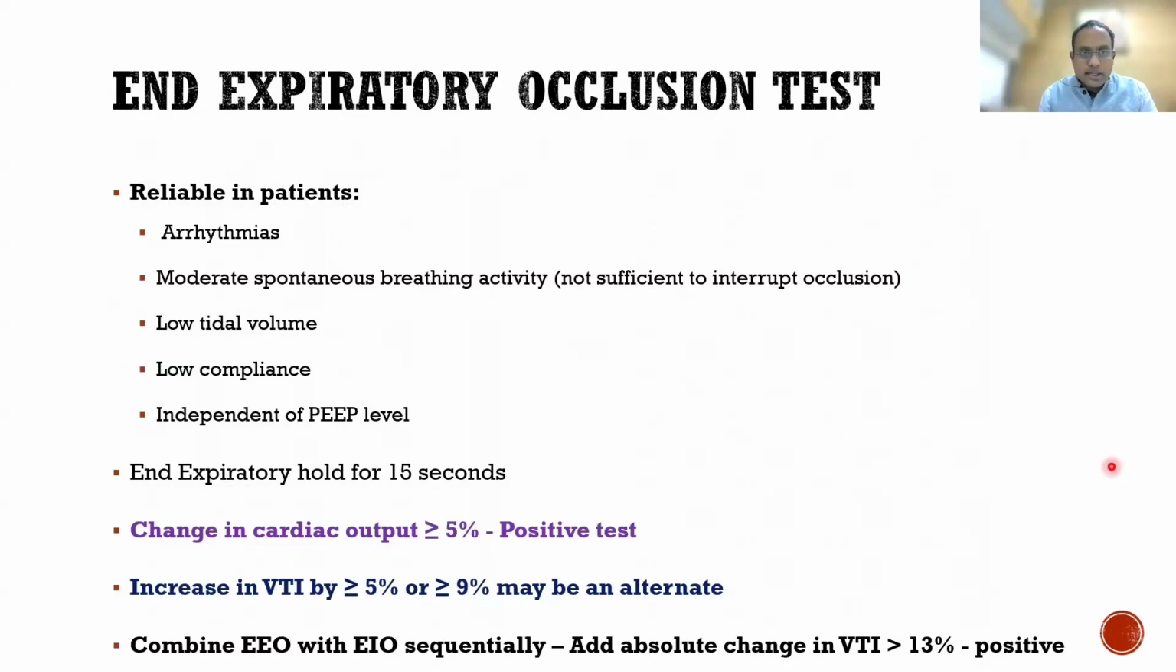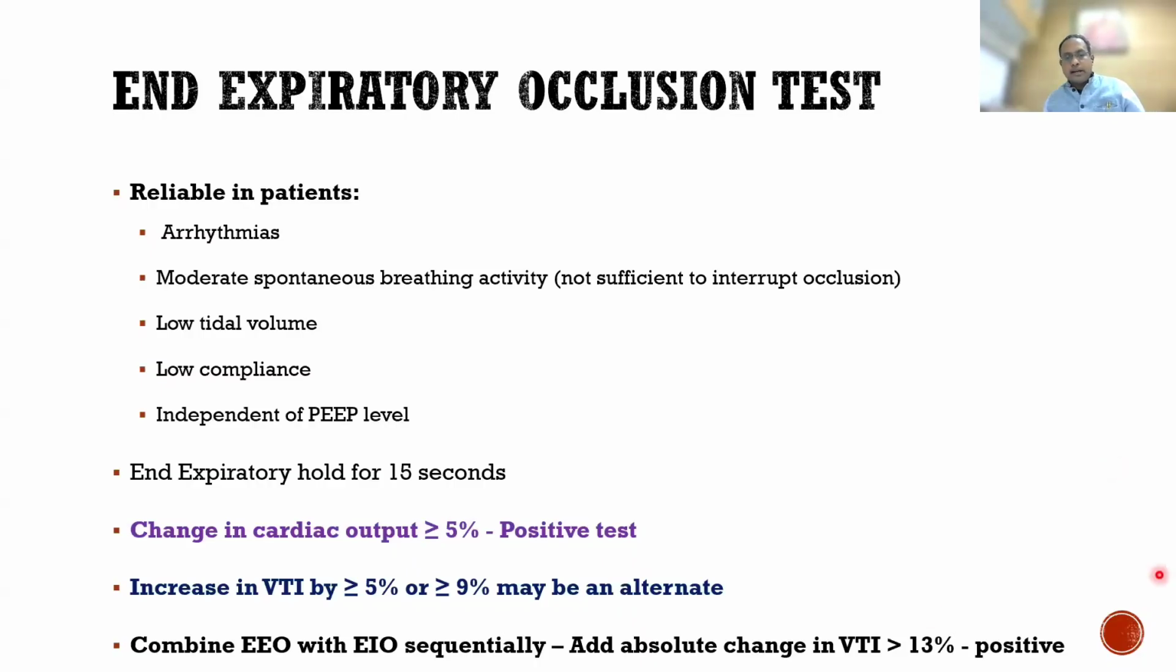The end expiratory occlusion test is reliable in patients with arrhythmias, moderate spontaneous breathing activity, low tidal volume, low compliance, and independent of PEEP levels, which are most of the deficiencies of the stroke volume variation or pulse pressure variation that we have already discussed. What we do is an end expiratory hold on the ventilator for 15 seconds, and we see if the change in cardiac output is more than or equal to 5%. That is a positive test, or we can see a change in VTI of 5 to 9%. Different books mention different ranges, which can also predict a positive test.